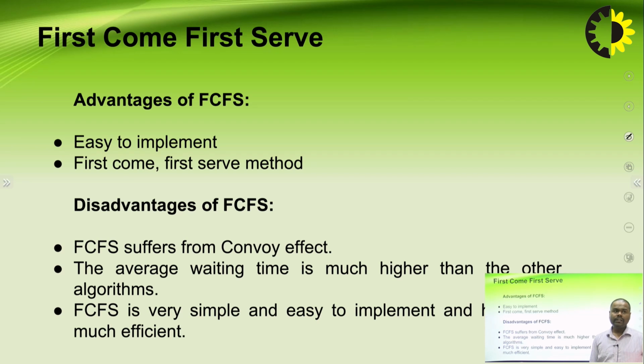Now the advantages of FCFS: it is easy to implement because it is a first come first serve method. And the disadvantages: it suffers from the convoy effect, and its waiting time is much higher than the other algorithms. It is very simple and easy to implement, and hence not very efficient for the CPU.